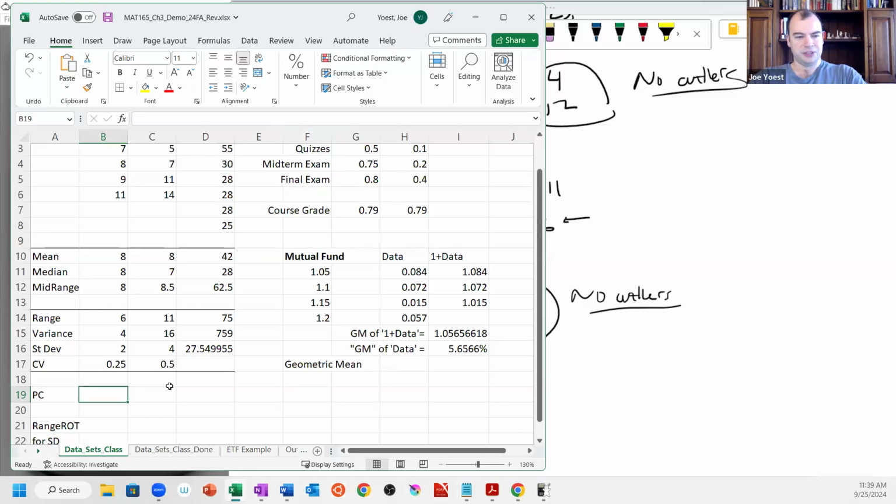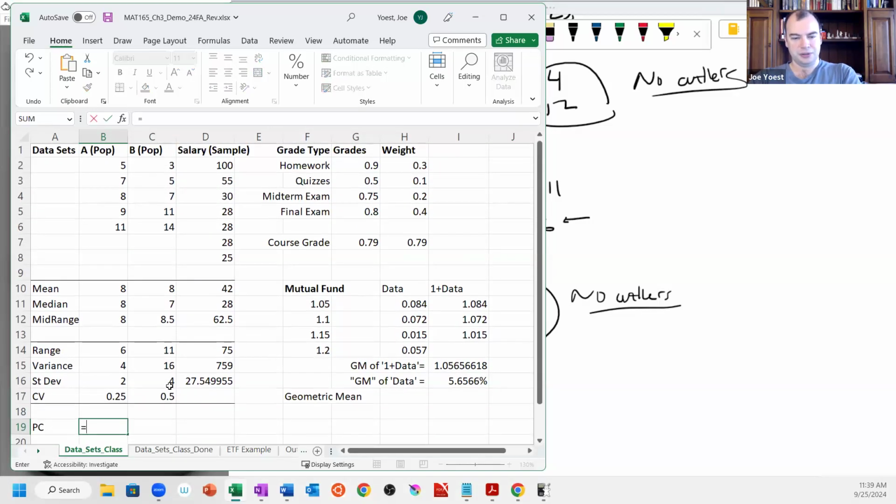So our Pearson coefficient is equals 3 times mean minus median. I need parentheses here: parentheses, mean minus median. I'll just select those two cells. And my parentheses, and divide by the standard deviation. So again, I want Excel to do a computation for me, so I start with equals.